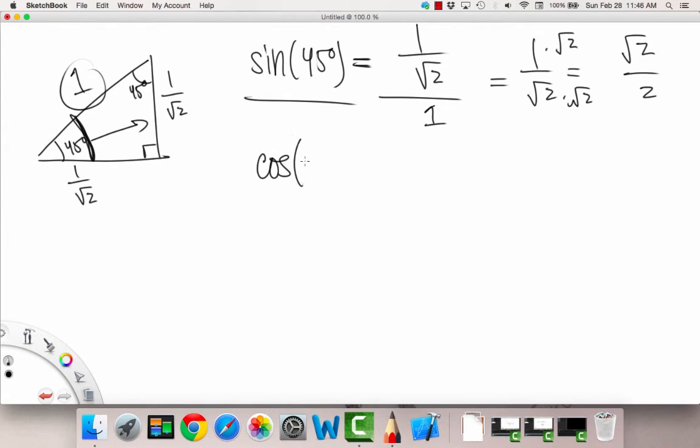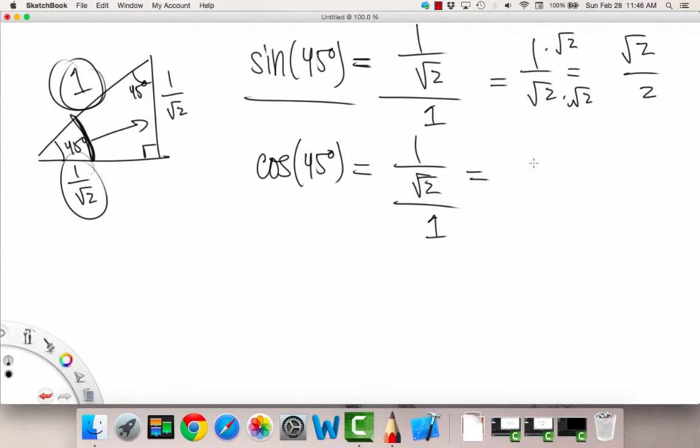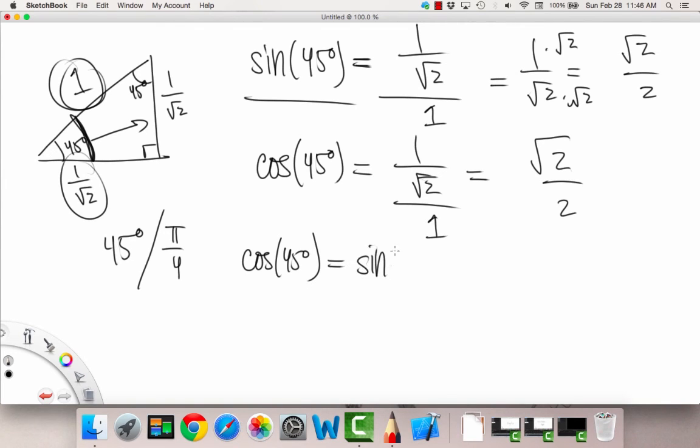Now let's find cosine. Cosine of 45 degrees should be x over r, so that would be this guy over this guy, which is actually going to turn out to be the same exact thing. Kind of funny, right? So this is equal to square root of 2 over 2 as well. So for 45 degrees or pi over 4, we're always going to have that cosine of 45 is equal to sine of 45 degrees, which is equal to square root of 2 over 2.